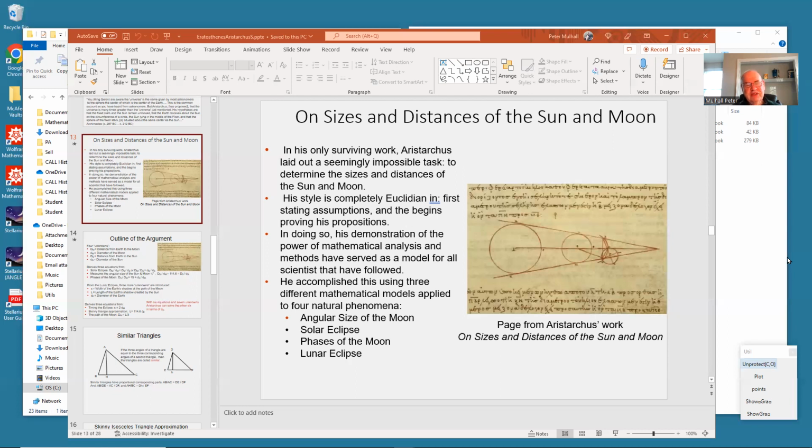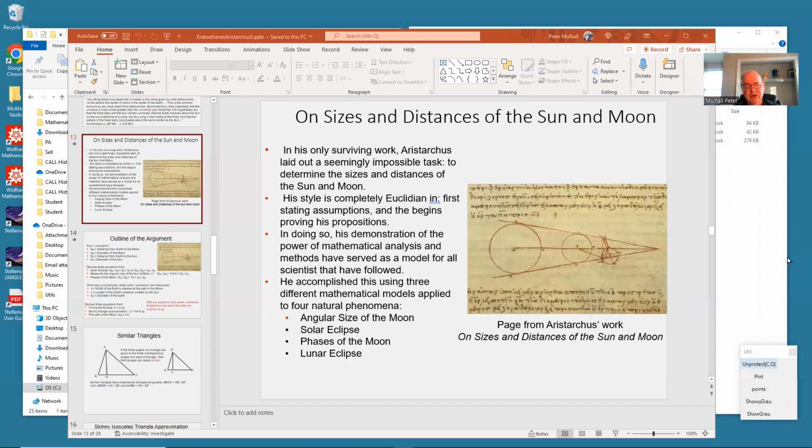And what he's going to do is take natural phenomena. Ones that he takes are the angular size of the moon, how big it appears in the sky. If you sweep from one side of the moon to the other, what angle do you sweep across? He's going to take that measurement. He's going to take measurements from the solar eclipse, from the phases of the moon, and a lunar eclipse.